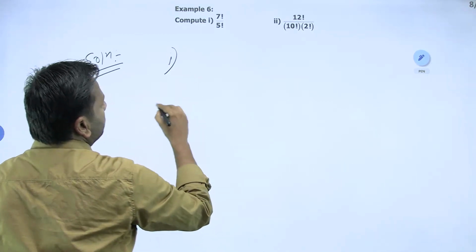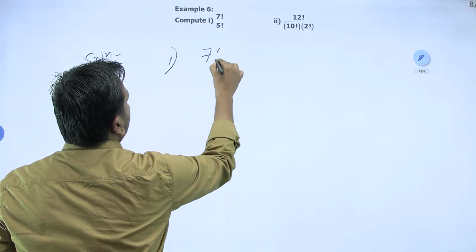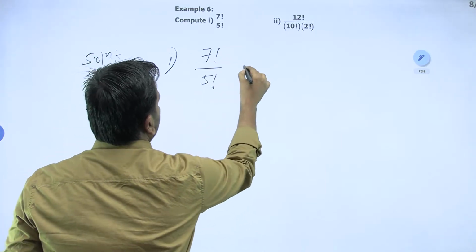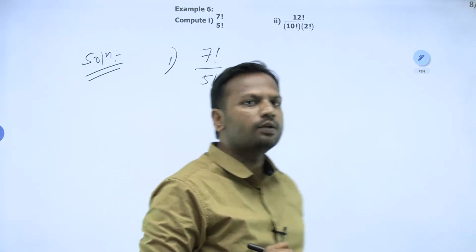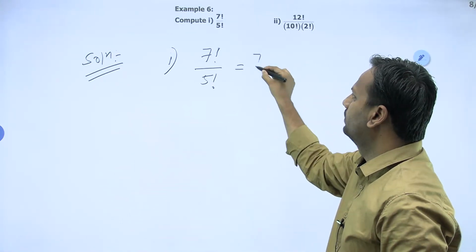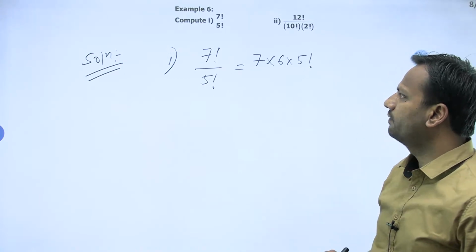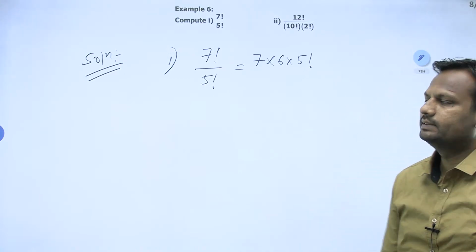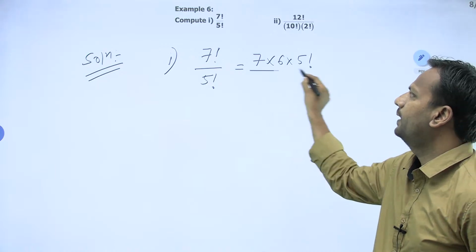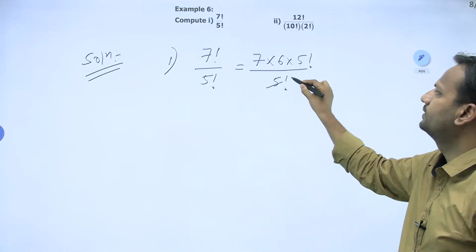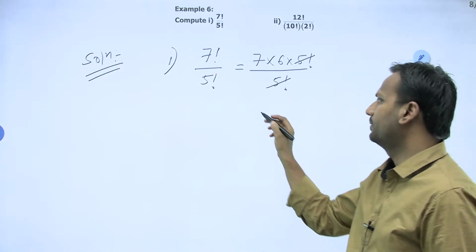First one. So we have to compute 7 factorial divided by 5 factorial. So how do we express 7 factorial? Looking to the denominator now, 7 factorial is written as 7 into 6 into 5 factorial divided by 5 factorial. Yes or no? Here both things are the same. Cancel it. What do you get?